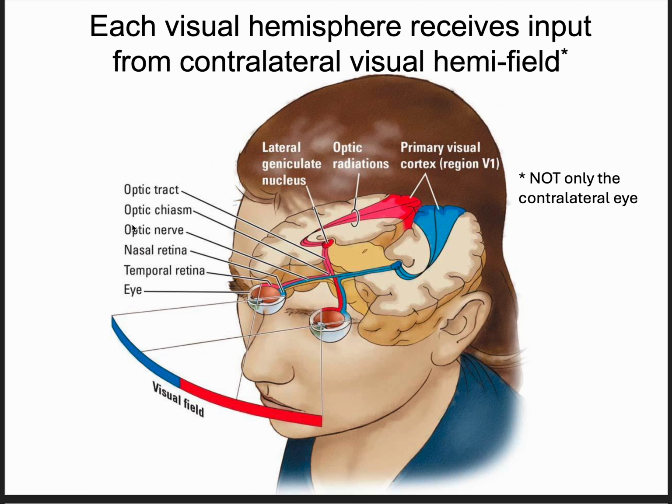Each visual hemisphere receives input from the contralateral visual hemifield. Optic nerve, optic chiasm, optic tract, nasal retina, temporal retina, visual field, lateral geniculate nucleus, optic radiations, primary visual cortex, region V1, not only from the contralateral eye.